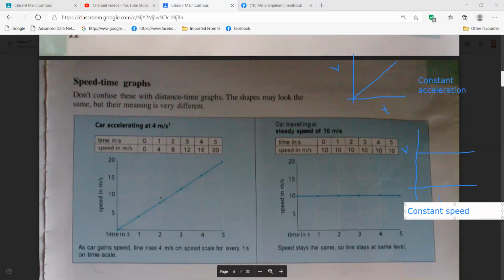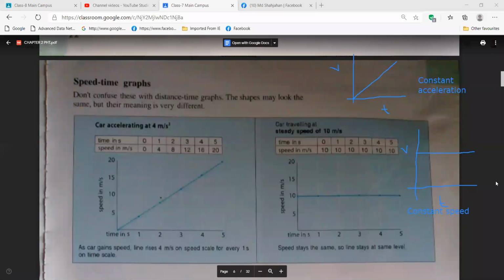Are you writing, everyone? Okay, very good. So we have here speed time graph for this shape. We have more shapes of the speed time graph, but those we are not discussing here. When you go to class 8, then we'll discuss all those things. Okay. Is it clear? This is constant speed.